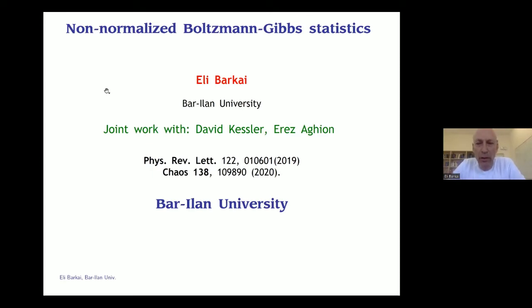Thank you for the invitation. This talk will discuss a marriage between two theories. One of them is well known, and that's Boltzmann-Gibbs statistics. The other one is actually coming from mathematics. It's called the infinite ergodic theory. I'll be discussing the relations between these two theories, combining them together. This work was done in collaboration with David Kessler and Erez Aghion.